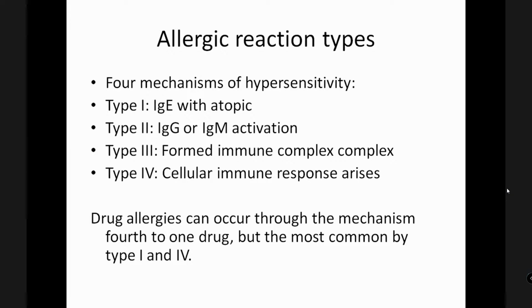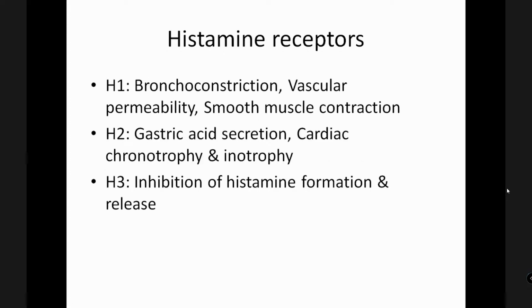If you select the drug after analyzing like this, maybe you can cure the patient instantly. And I have told you about a receptor, I told you ACE1 is for bronchoconstriction, vascular permeability, smooth muscle contraction, means these are the symptoms. H2 is gastric acid secretion, and as I told you, cardiac chronotropy and inotropy.